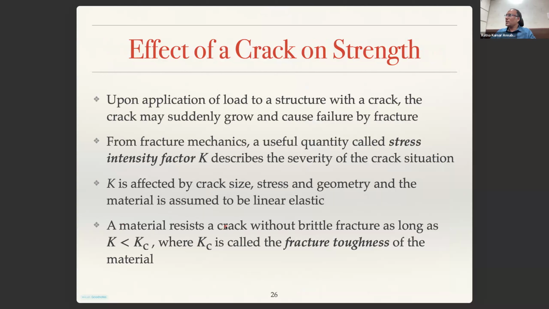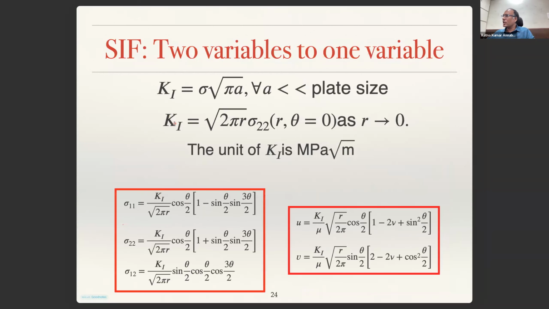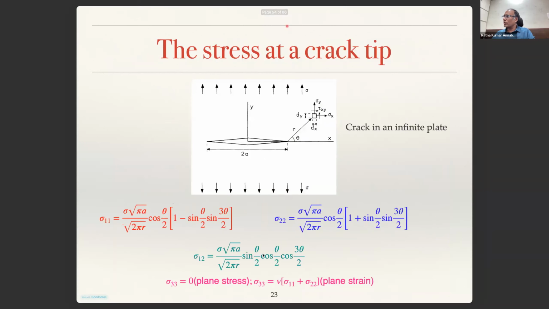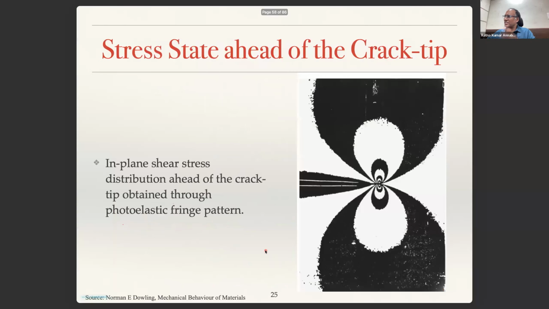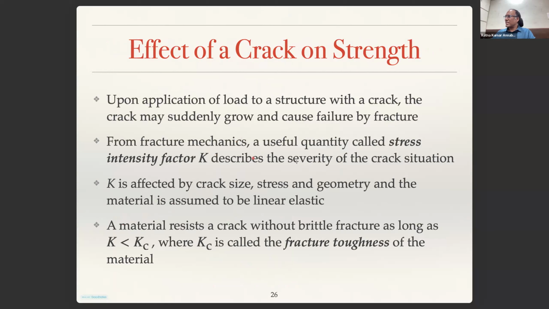Okay. So now the effect of a crack on strength. Upon application of a load to a structure with a crack, the crack may suddenly grow and cause failure by brittle fracture. That is what we have discussed. From fracture mechanics, we know that there is a useful quantity called stress intensity factor K1. Here it is written K1 because the loading is mode 1 loading. Otherwise, K is your stress intensity factor, which describes the severity of the crack situation. If your a is large, then the crack intensity is much more severe.